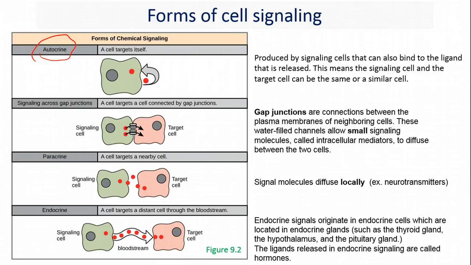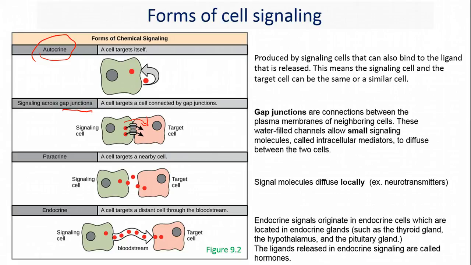The second form of cell signaling is called signaling across what are called gap junctions. This is where two cells are connected to each other. And a gap junction is a transmembrane protein that has a water-filled channel that allows signals to move from the cytosol of the signaling cell directly into the cytosol of the target cell.